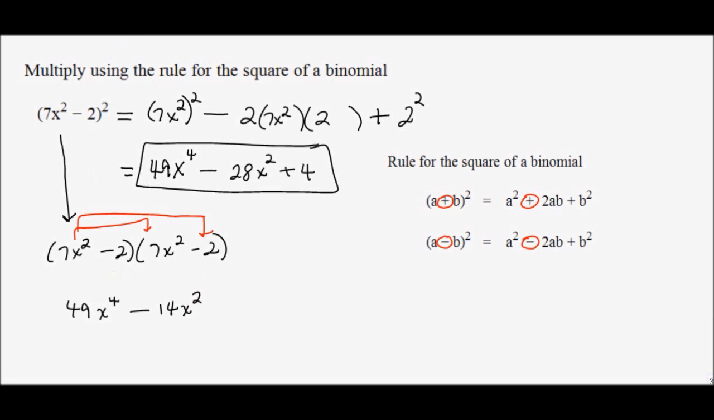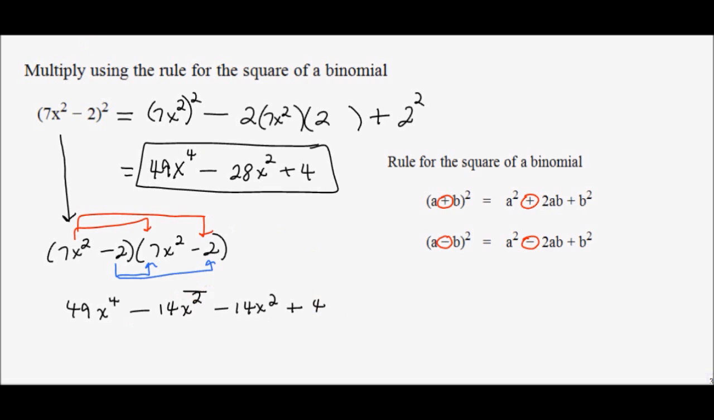And then let's take the negative 2 and do the same thing. We're going to multiply that through the second factor here. Negative 2 times a positive 7x squared. Well, negative times positive is negative 14x squared. And then negative 2 times negative 2 is a positive 4.